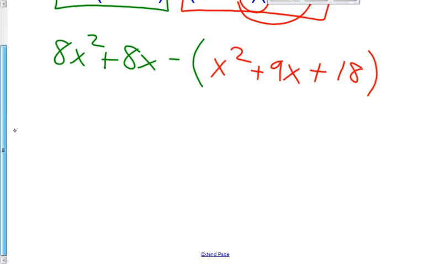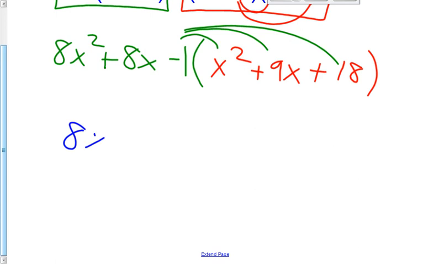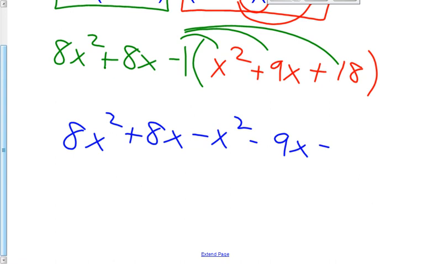Now, we have 8x squared plus 8x, subtract that trinomial. So when we subtract a trinomial, we have to distribute a negative 1. So let's write one more line before we get our final answer. We have 8x squared plus 8x minus an x squared minus 9x minus 18.